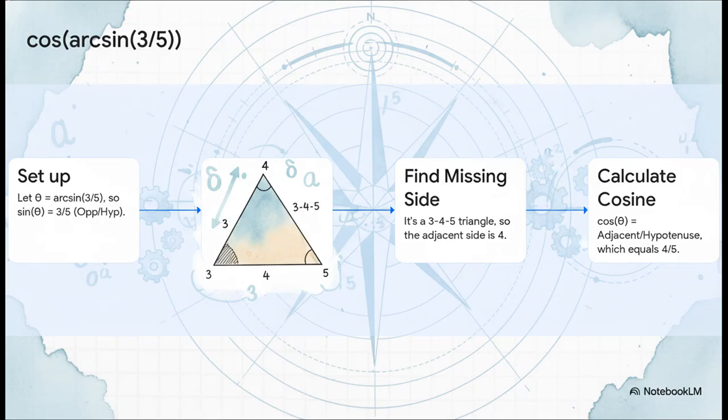Okay, what if you see something like this, a function inside a function? Don't panic. The secret weapon is always to draw a triangle. The stuff on the inside, arcsine of 3/5, is just some angle. We don't know what it is, so let's call it theta. This little equation means that the sine of theta equals 3 over 5. Well, sine is opposite over hypotenuse, so we just draw a right triangle with an opposite side of 3 and a hypotenuse of 5. Hey, that's a 3, 4, 5 right triangle, so the adjacent side has to be 4. And now the problem is super easy. What's the cosine of theta? Just look at your triangle, adjacent over hypotenuse. It's 4 over 5. Done.